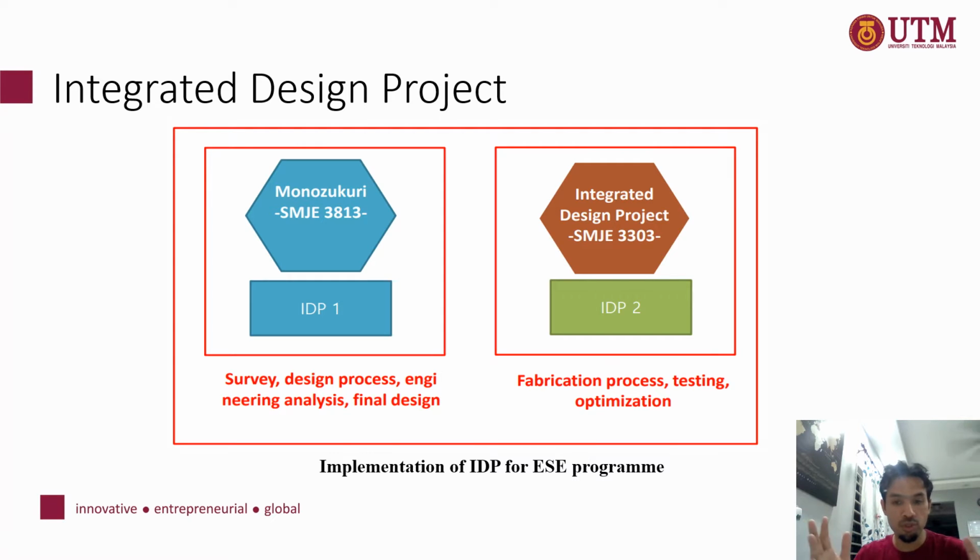So this 1 year project, or 2 semesters, basically consists of IDP1, which is for survey, design, process, engineering, and final design, and this is up to the proposal of the project. When we move to the next semester, which is IDP2, we will start with the fabrication process, simulation, testing, design, and so on until the demonstration and showcase of the project.